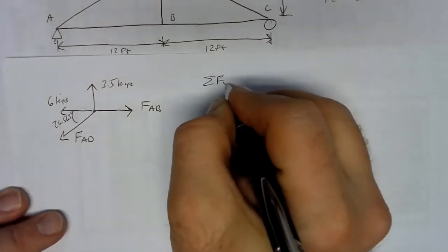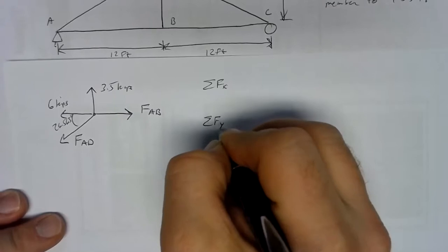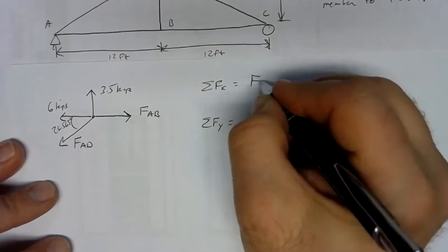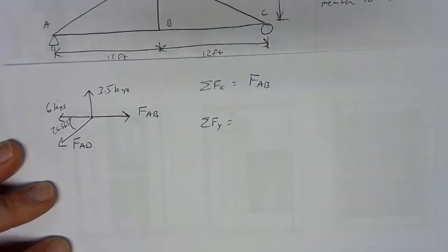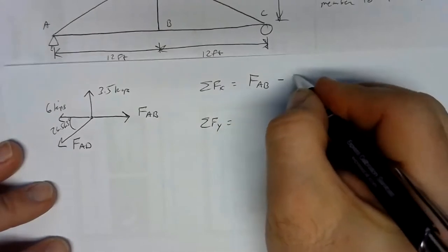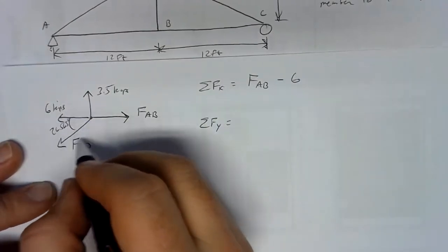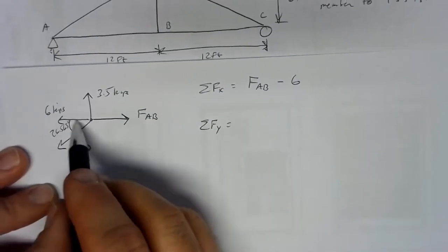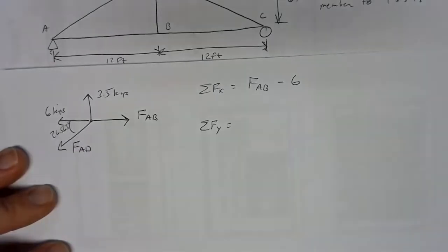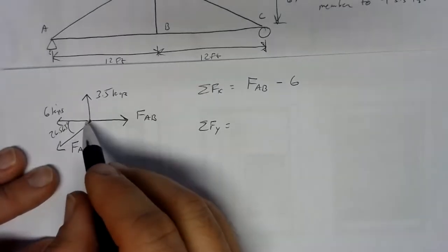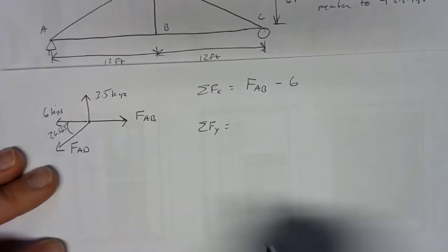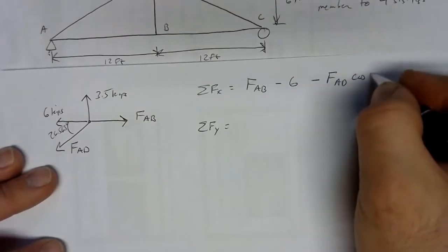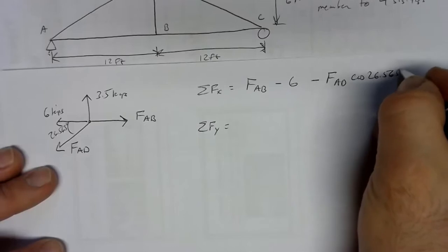We can do our sum of forces in the x direction and sum of forces in the y direction. In the x direction, we've got all of AB. We've got minus 6 kips. Don't forget about that one. It's easy to lose that, but keep in mind the forces you've got. You've got 4 forces here. That's not just a horizontal reference line. That's 6 kips of force. And then we're going to catch a piece of AD, the adjacent piece, the cosine piece. So that's to the left, so it's negative FAD cosine 26.565 degrees.